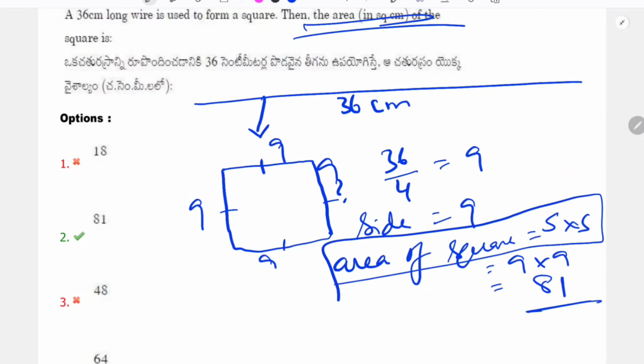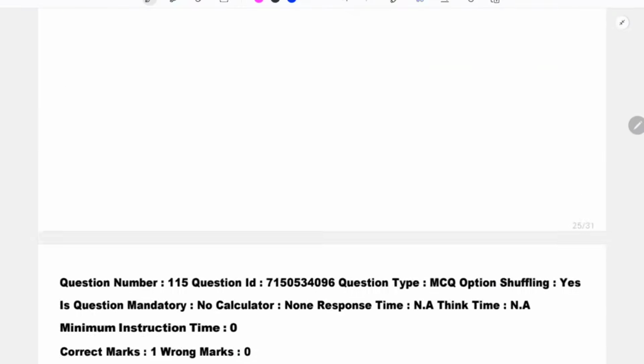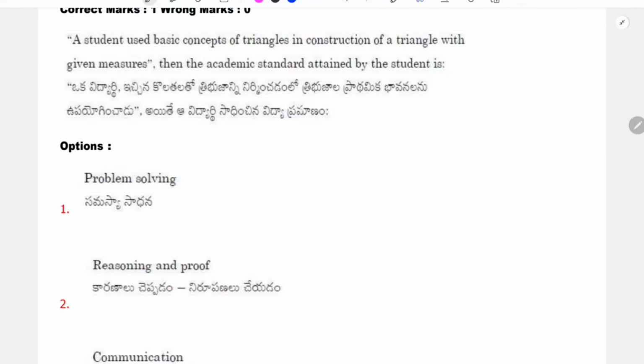So this we have done. The total length is 36. When we convert it into a square, 4 sides will be there, because in a square all sides are equal. So you will get 9, 36 divided by 4 sides of the square. Hope it is clear.